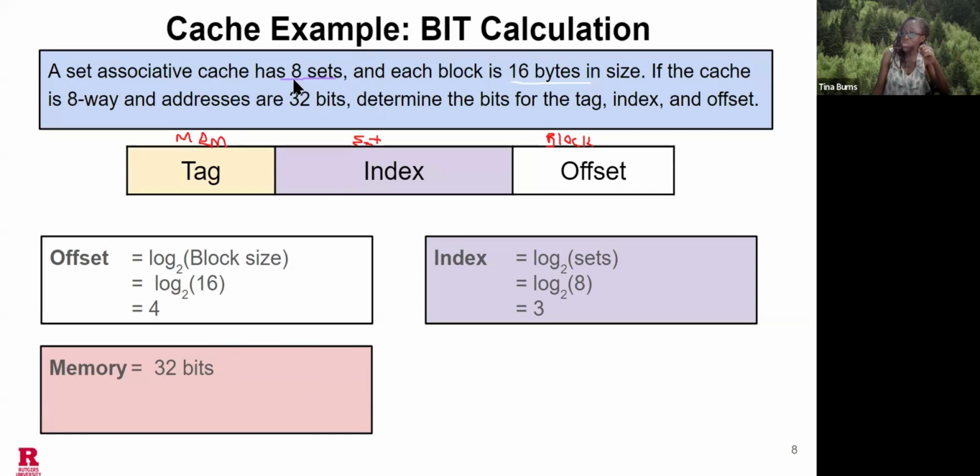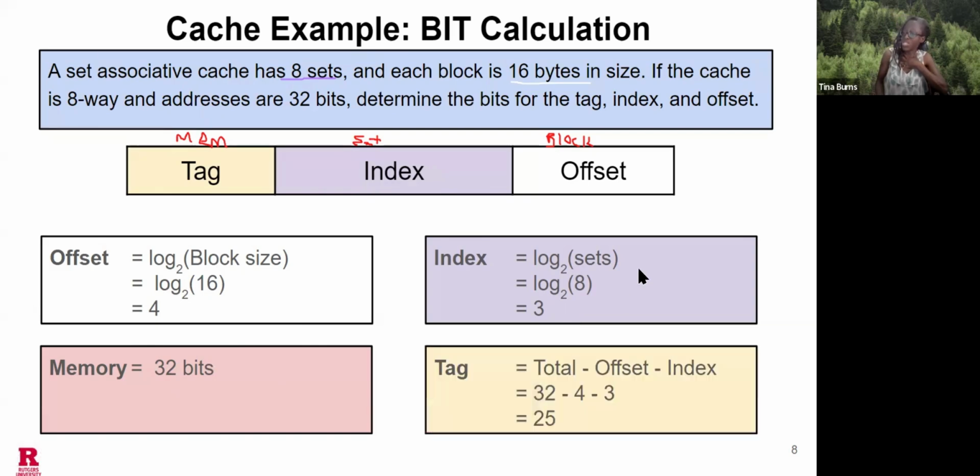It already tells you that the addresses are 32 bits long. So now I know the total number of bits I need for my memory, and from that I can easily calculate what my tag is going to be. It's going to be 32 minus 4 minus 3. That gives us our tag bits, the number of bits we need to represent the address of the memory. So here's what that looks like.